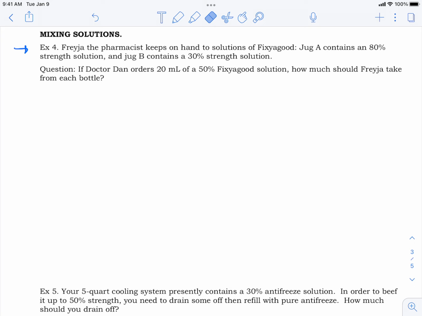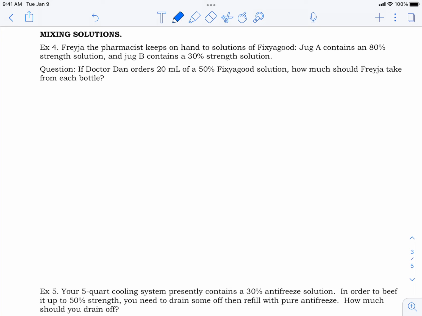So it's actually kind of a slick idea, I think. So, Frey the pharmacist keeps on hand 2 jugs. Question. Dr. Dan orders 20 milliliters of a 50% solution. How much from each bottle? You can see how that feels kind of the same as what we've been doing. How much of each nut? How much of each coffee or whatever? How much of each from each jug? It's the same. It's all the same stuff.